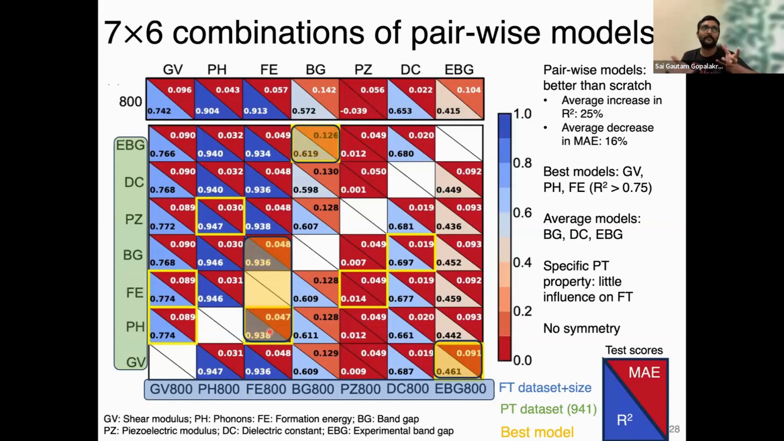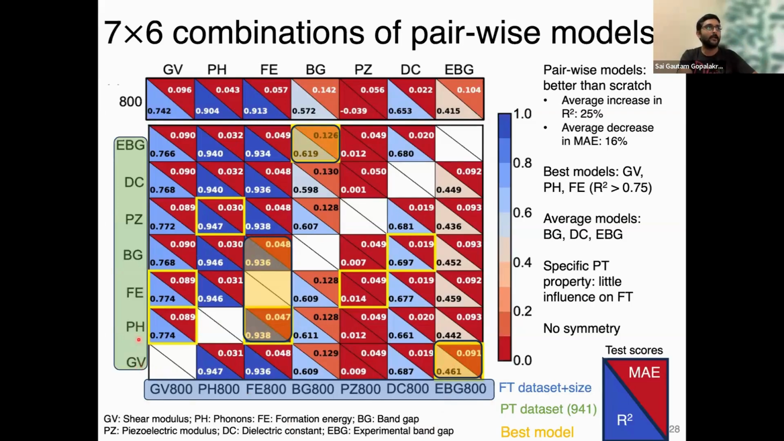And the other nice thing is there is actually no real symmetry between properties. So let's say you want to predict experimental band gaps here. The best model you get is when you pre-train with shear models. You pre-train with shear models and then fine-tune on experimental band gaps, you get really good models, right?